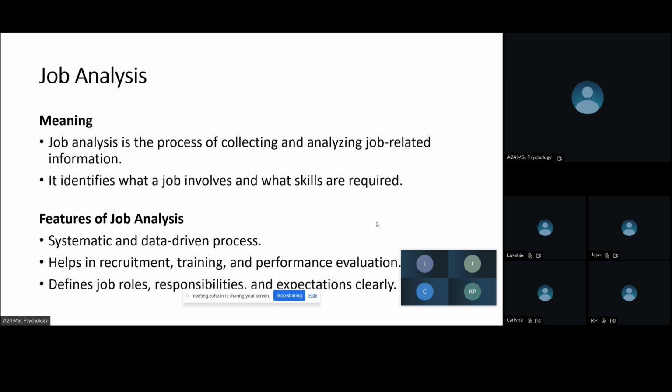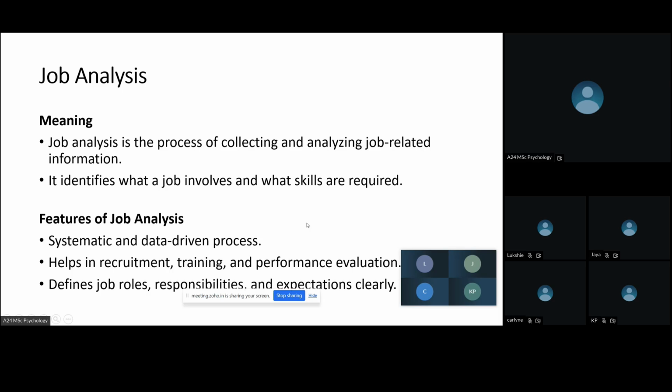So the HR managers themselves, standalone, cannot provide a job analysis. They will be dependent on the other people who are actually doing the job. So they will just have a consulting session with the people who are actually doing the job, and they will be asking questions like, what needs to be done, what we need to advertise in the job post so that we can attract potential employees joining our company. So it is a very systematic and data-driven process, and it helps in recruitment, training, and performance evaluation.